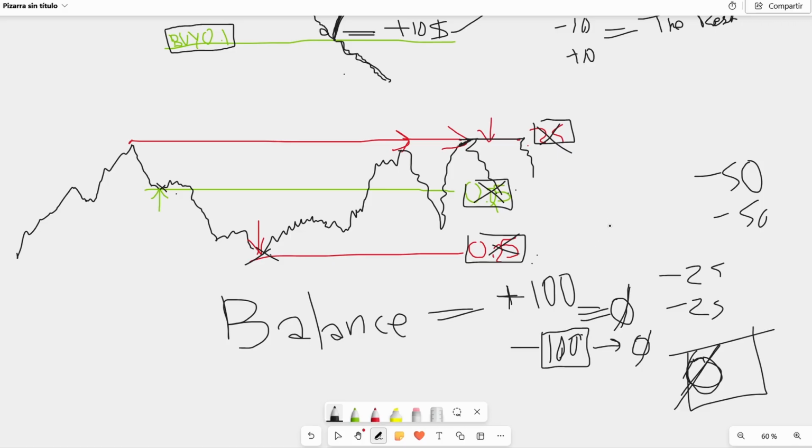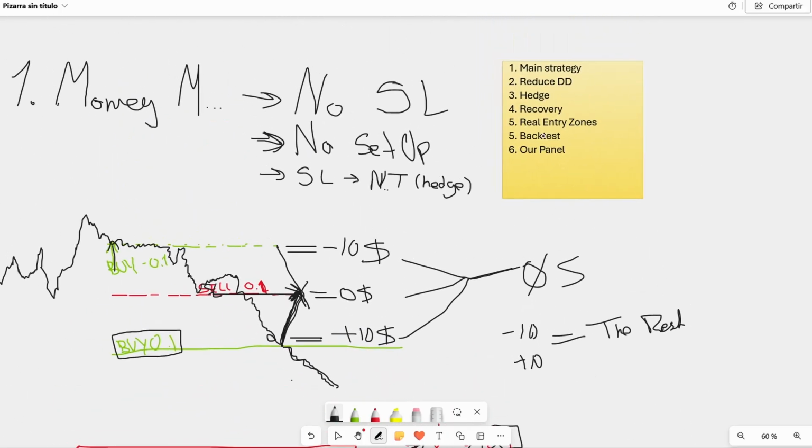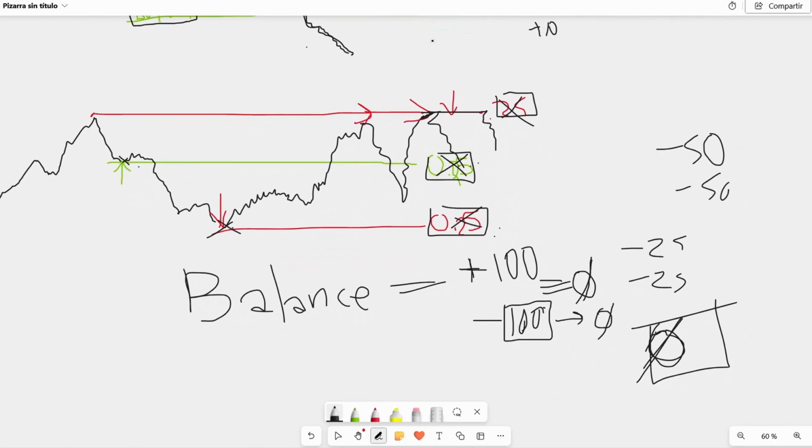I want to keep the video to this time because maybe it's taking too long. I just wanted to show you the main strategy. I'm also missing all of these points, so you now know the main strategy. You know how to reduce the drawdown. You know how to hedge, and you know how to recover. We missed the real entry zones and the backtest, and I want to show you our panel, but we're going to leave that to the next video because this is going too long and maybe it's too complex. So you can watch the video several times and you can maybe start trying on demo accounts and let me know how it goes.